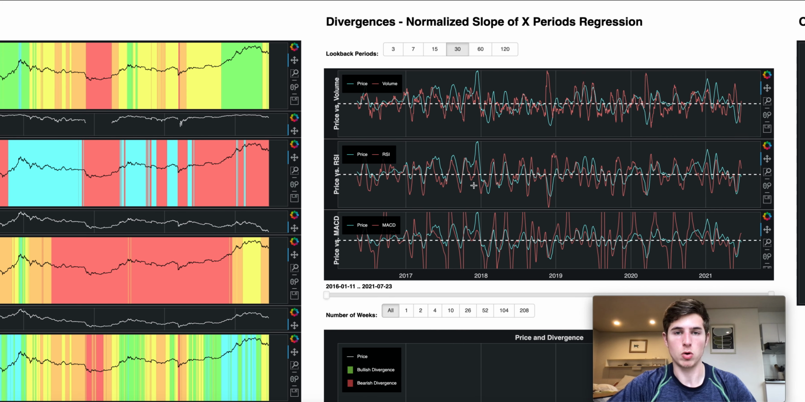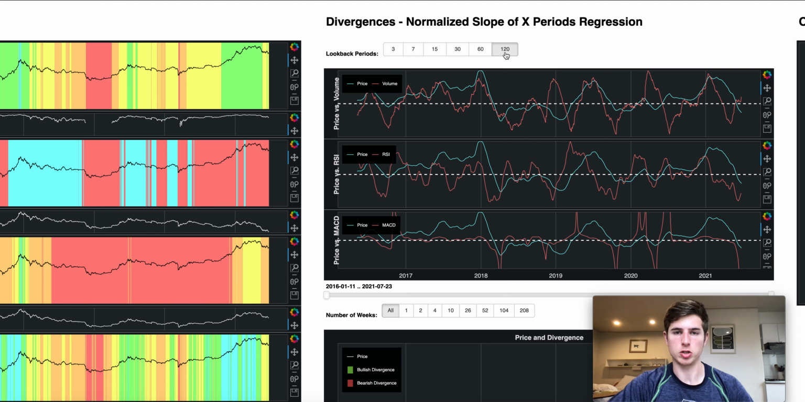The last thing I want to show are divergences. And so what we're looking at here, it'll be easier to see if we look at a larger look back period. But what we're seeing is the slope of the regression line for price in blue versus some other metric, which will either be volume, RSI, or MACD. These are common indicators to look at in conjunction with price.